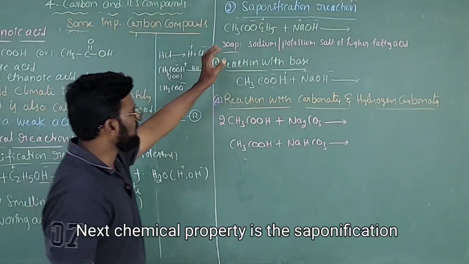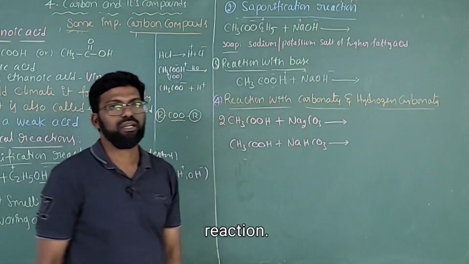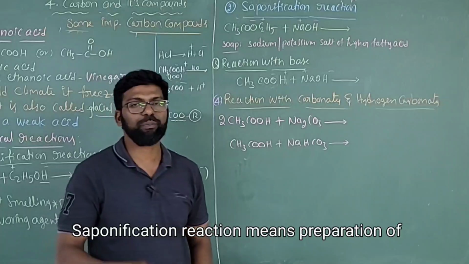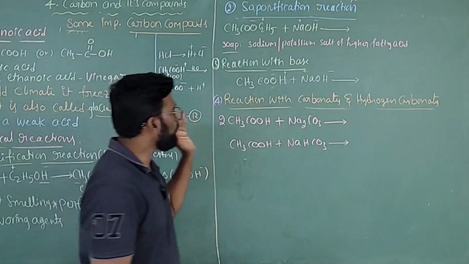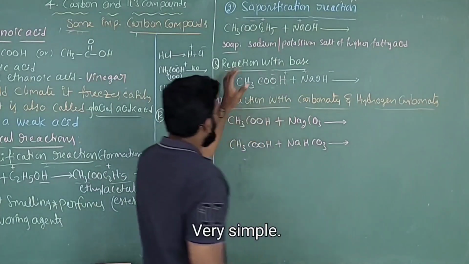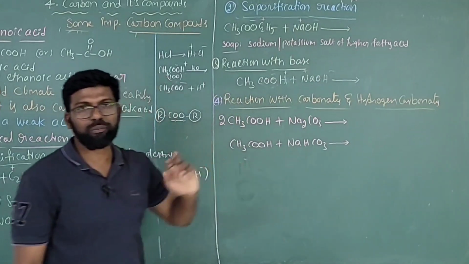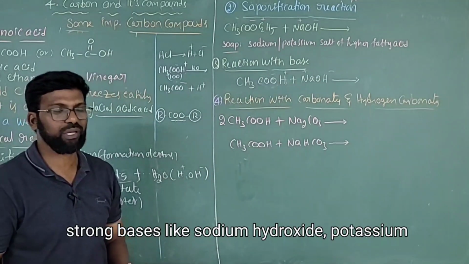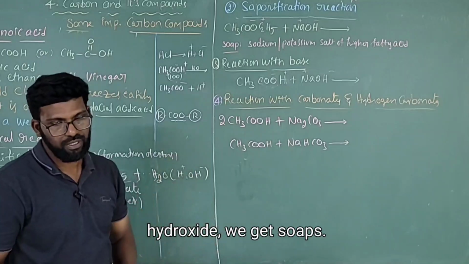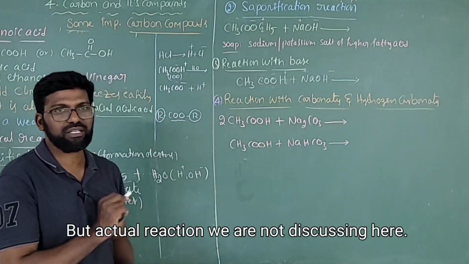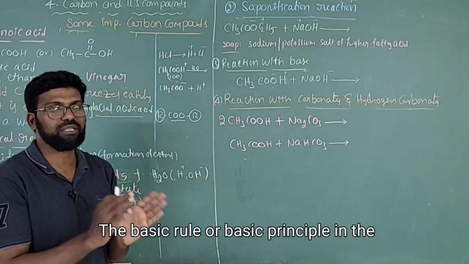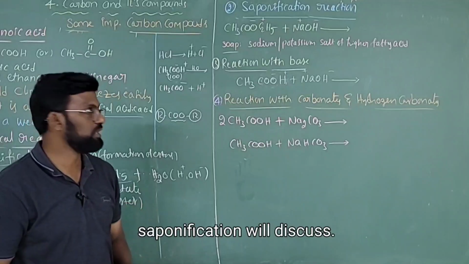Okay, next chemical property is the saponification reaction. Saponification reaction means preparation of soaps. How are soaps prepared? Very simple. When esters are treated with strong bases like sodium hydroxide or potassium hydroxide, we get soaps. But the actual reaction we are not discussing here. The basic principle in saponification we will discuss.